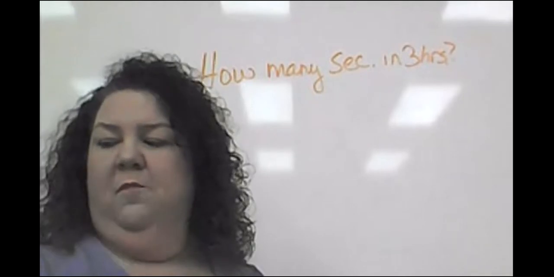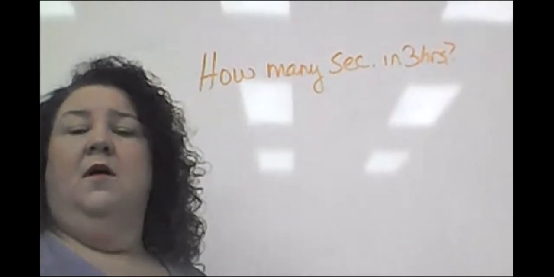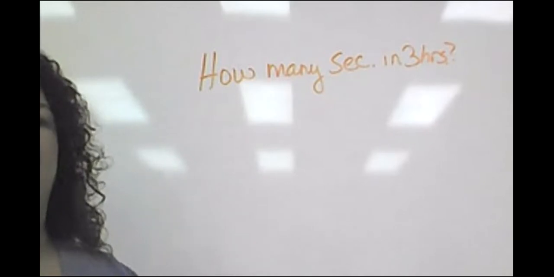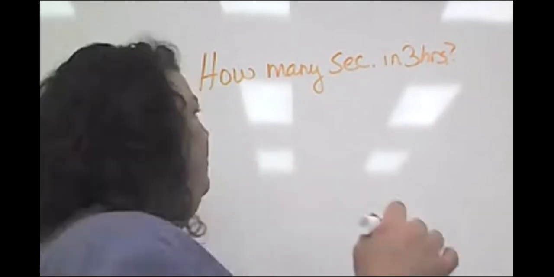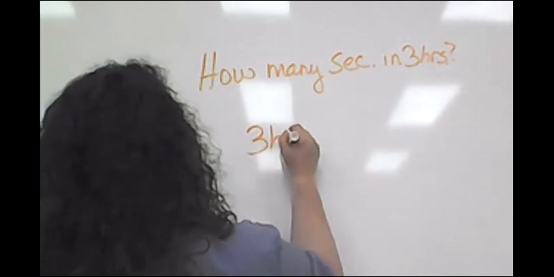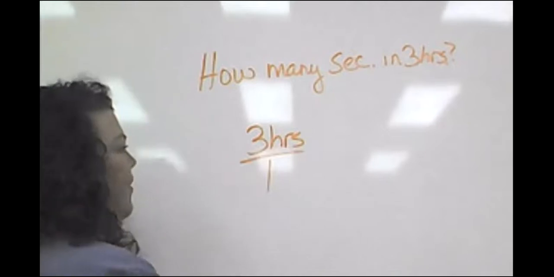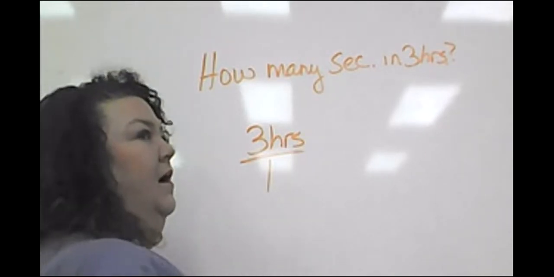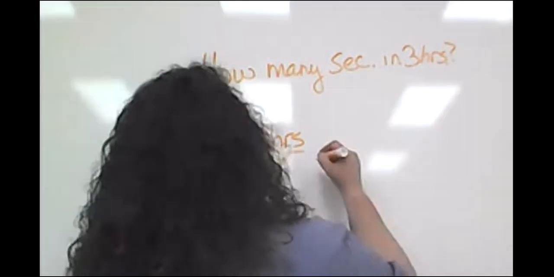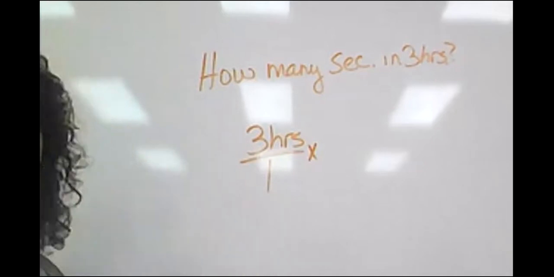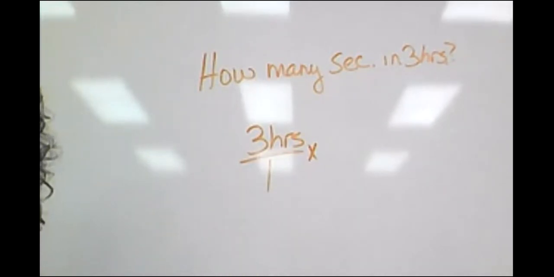Example 21.4 on page 325 of the textbook poses the question, how many seconds are in 3 hours? So once again, we're starting with what we have, which is our 3 hours. And I'm going to set that over 1. I'm trying to get to seconds. I can't go straight to seconds though. So let's look at what's the next increment down from hours. It's going to be minutes, right?